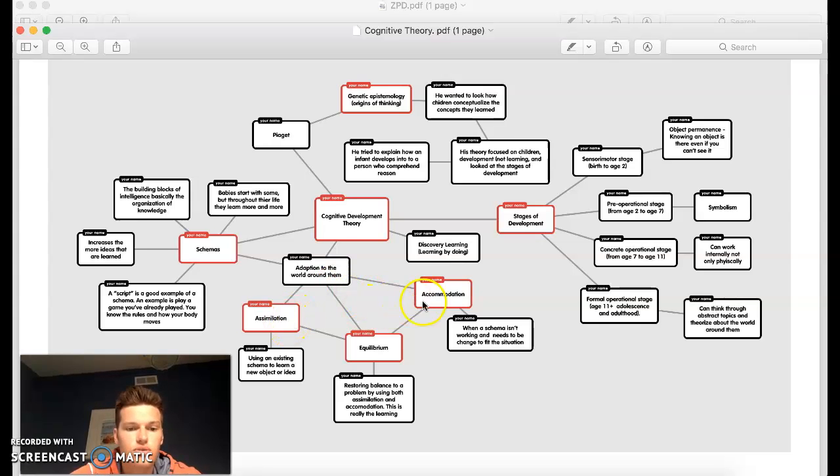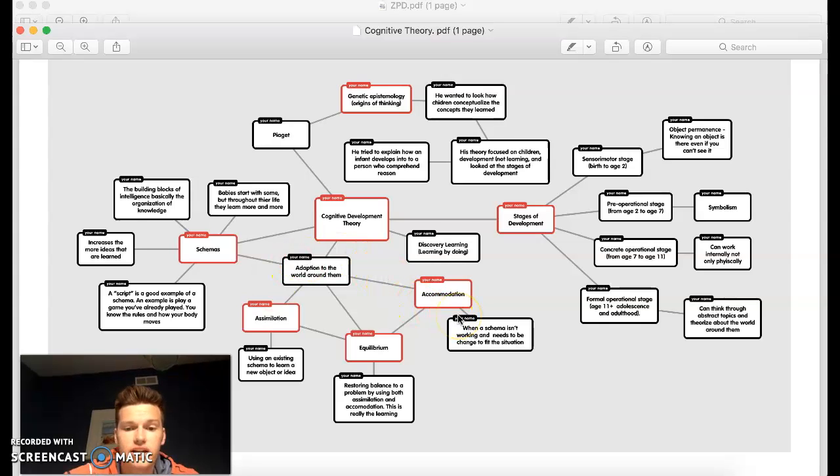So that leads to these two ideas, assimilation and accommodation. Assimilation is using an existing schema to learn a new object or idea. Basically what this means is that if you know how to play the piano and you know how to play piano keys and you know how to read music, you already have a leg up on how to play the guitar because you're going to use the knowledge you know how to play the piano to learn the guitar. And so you can already read music and you already have a rough idea of how the notes work because you might have some ear training so you can hear the notes. So you can build off of those ideas to learn the guitar.